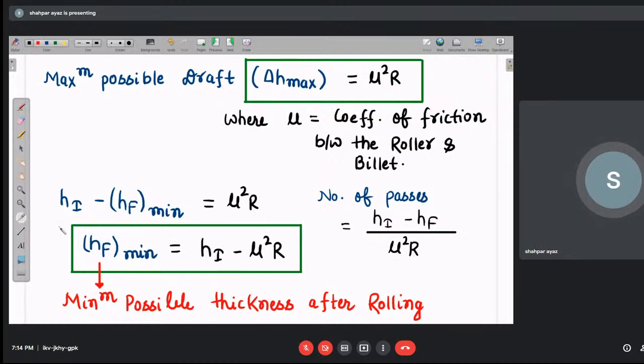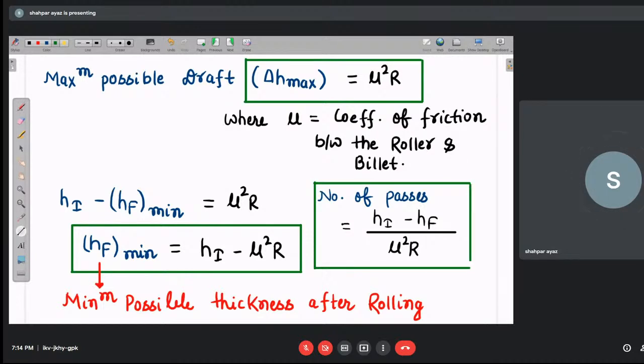Suppose you have to go from 30 mm to 5 mm. Therefore delta H is 25, and in one pass the reduction is mu square by r, that is 5 mm. So 25 by 5, the number of passes is 5. This is how you can also calculate the number of passes. So note down this number of passes formula.